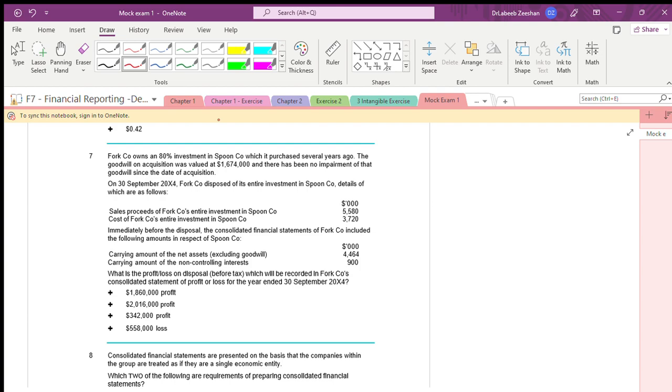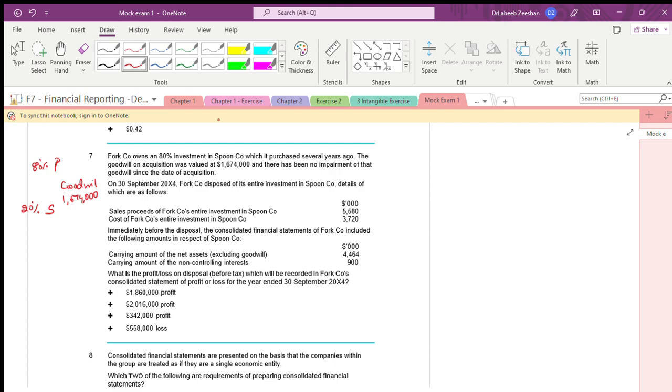This is the parent company. This is the subsidiary company. How much is the parent company? 80%. Subsidiary company is how much? 20%. Is it right? There was a goodwill. Goodwill is not impaired. 1674. Okay, 1674. Fine.